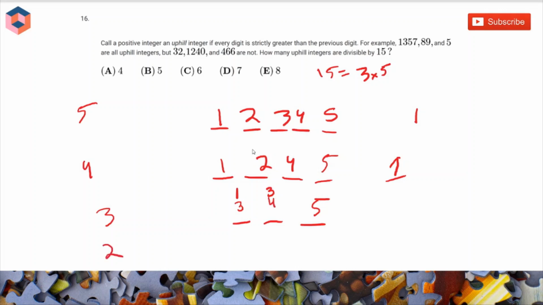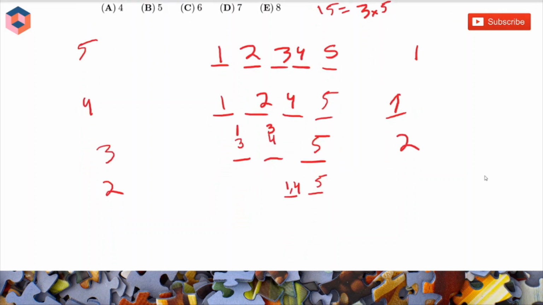What about 2-digit numbers? So we have 2 choices here. Now, if 5 is the last digit, then either a 1 could go here or a 4. Nothing else works there. And finally, for 1-digit numbers, the last digit must be 5. And since 5 isn't divisible by 3, this doesn't work.